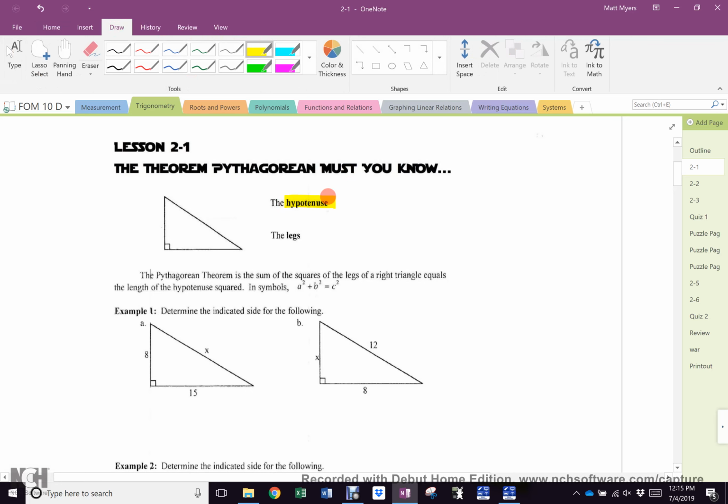The hypotenuse. Oh, I have to turn the screen on. The hypotenuse. What do you know about the hypotenuse? Everybody always says it's the longest side. That's what I'm looking for.